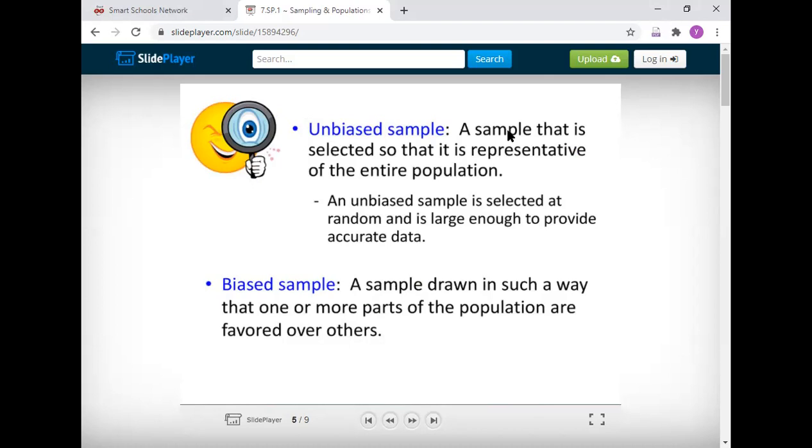But what about biased sample? Biased sample: a sample drawn in such a way that one or more parts of the population are favored over others, which means you are not being fair enough with everyone to say their opinion or to feel free to share their opinion. So this will be a biased sample.